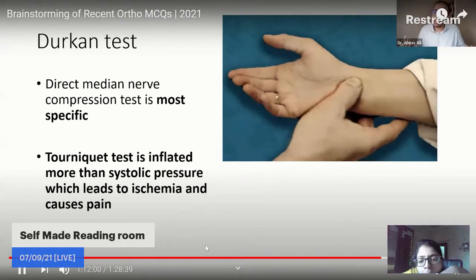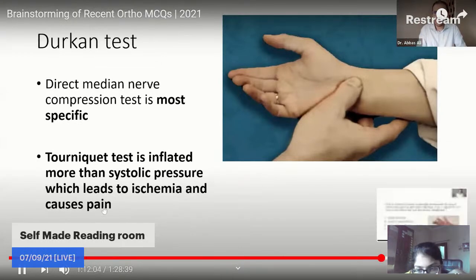What do you think I have? What is my problem? Can you please help me? At that time, you should make her sit down and press on the median nerve. Symptoms will reproduce, and she'll say, "Sir, exactly like this, I'm getting this pain only." Then your diagnosis is confirmed.